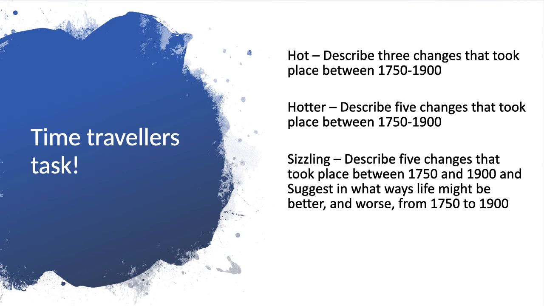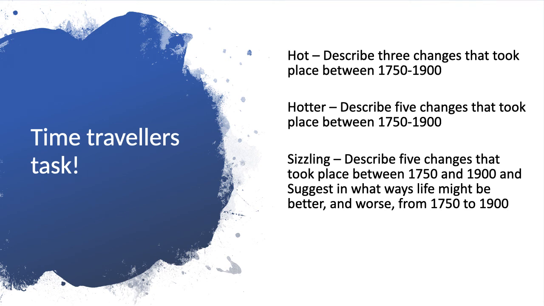So year 8, final task of lesson 1 on the Industrial Revolution. I would like you to imagine that you are a time traveller and you're going to travel to 3 different periods of time. You're going to start in 1750, you're going to go to 1825, you're going to finish off in 1900. And I want you to write me a diary entry describing each of these periods.